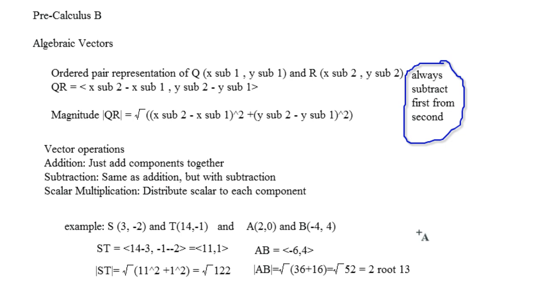Now vector operations are pretty simple. Once you get them into component form, you can just add the components together if you're adding two vectors together. Subtraction is the same as addition, but with subtraction, it does need to be stated like that. And scalar multiplication is distributing the scalar to each component. And the components I'm talking about are these two right here, the two components of the actual vector.